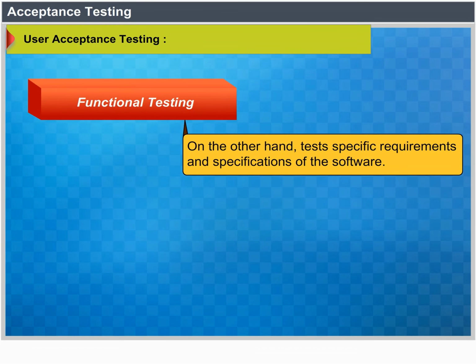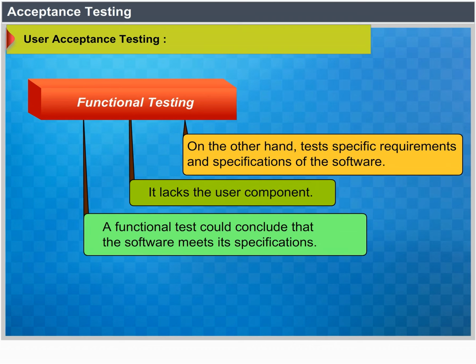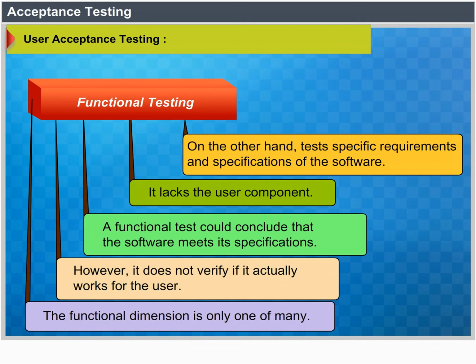Functional testing, on the other hand, tests against the specifications of the software. It lacks the user component. A functional test could conclude that the software meets its specifications. However, it does not verify if it actually works for the user. The functional dimension is only one of many.